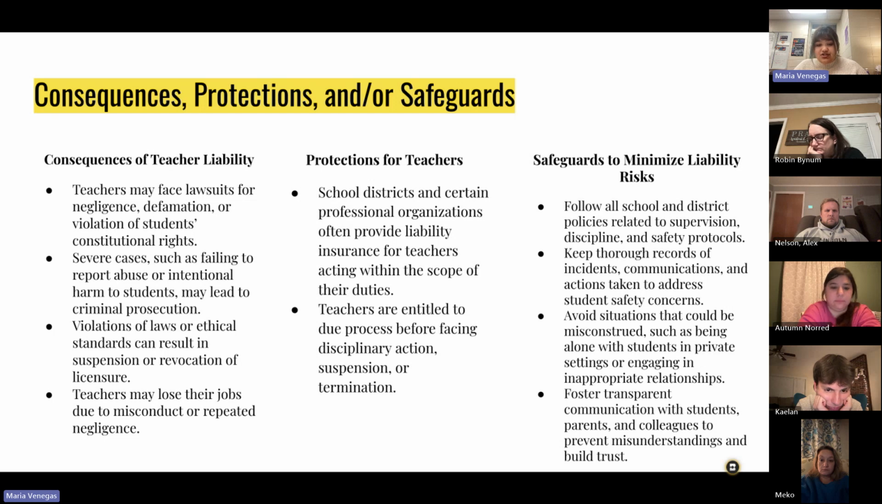districts or organizations, and teachers are entitled to due process before disciplinary actions. To protect yourself, make sure you follow school policy, keep documentation, avoid easily misconstrued situations, and keep open lines of communication.